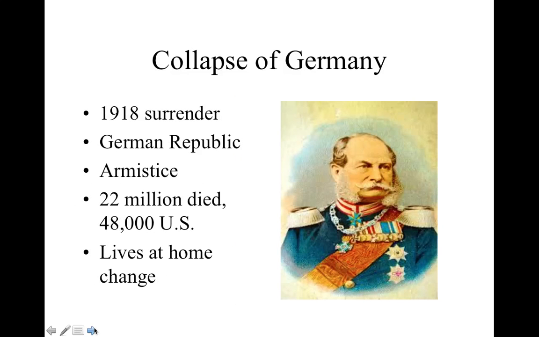We see the collapse of Germany. Germany agrees to a ceasefire and armistice, and Kaiser Wilhelm II will ask Woodrow Wilson, the President of the United States, to write up that armistice. All in all, about 22 million people died. 48,000 were U.S. citizens, and lives at home will change drastically.